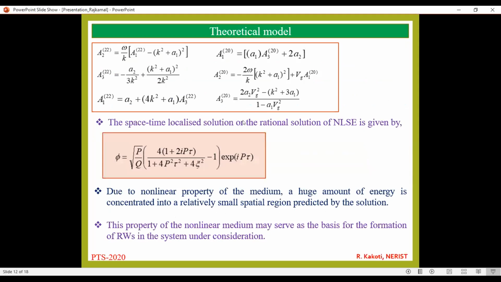Okay, shown here. Now we get the space-time localized solutions from the Schrodinger equation like this. This represents rogue wave solutions, where a huge amount of energy is concentrated into relatively small spatial regions predicted by the solution.